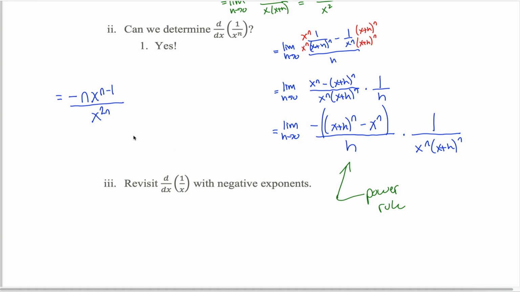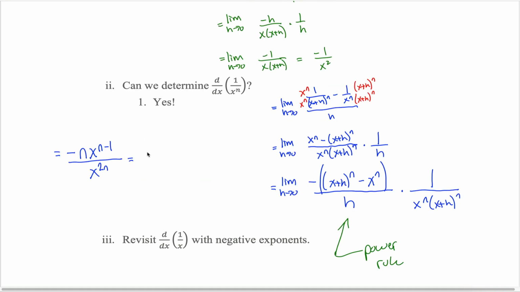Well, maybe I could simplify this thing a little bit. I got this negative n, and then I got x raised up to some power divided by x raised up to some power. So think like I got x to the third power divided by x to the seventh power. I can cancel a bunch of those x's, right? I can cancel 3 of these with 3 of these, and I'm left with 1 over x to the fourth power. When I have a quotient of exponents with the same base, I can just subtract the exponents.